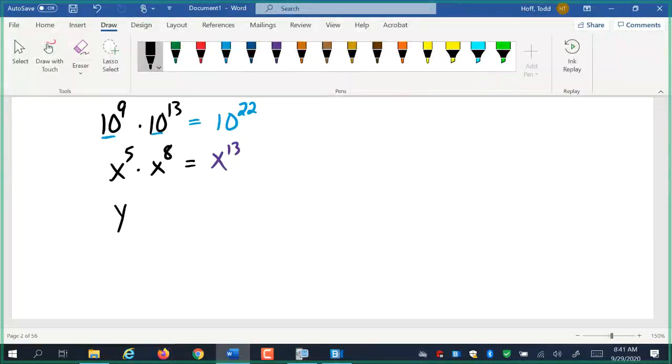Y to the 9th times y to the negative 2. Throw a little curveball in there. They both have a base of y, so my result's going to have a base of y. I'm going to add the powers. 9 plus a negative 2. Well, 9 plus negative 2 is 7. So that gives me a result of y to the 7th.